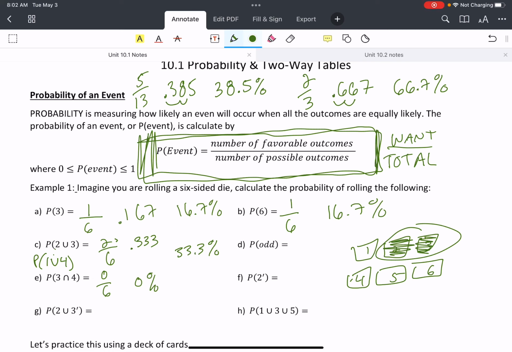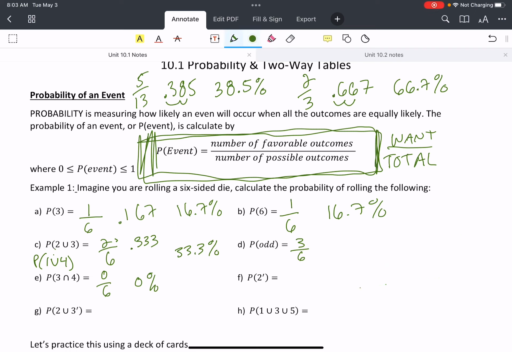Okay. Let's go back to D. How many odd numbers are on the dice? So how many favorable outcomes if I'm looking for the probability of rolling an odd number? 3 out of 6. So that would be 50%. So 1, 3, or 5 are odd. Does that make sense?